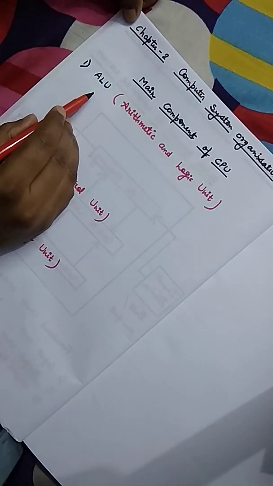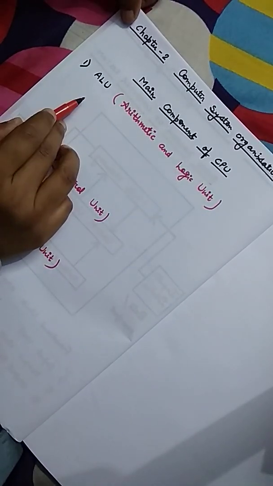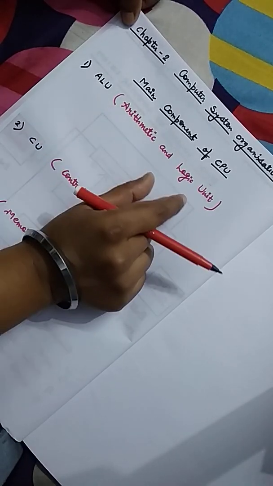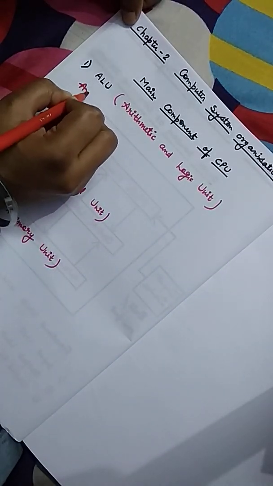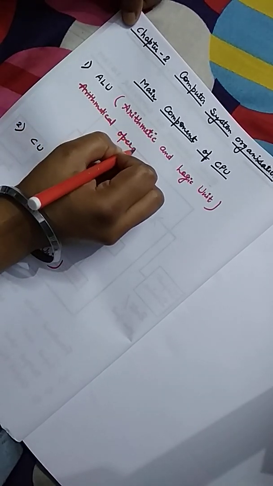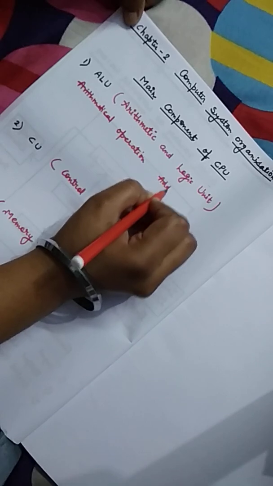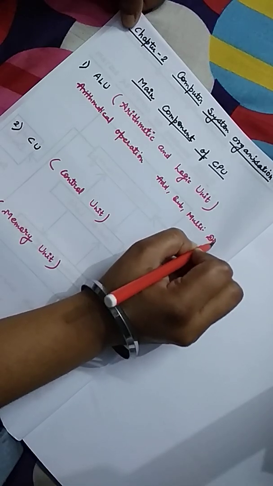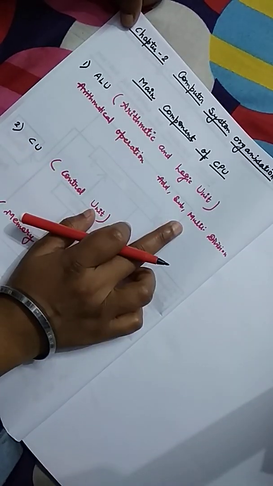As the name suggests, this unit performs all the operations related to arithmetic and logical operations. That means arithmetical operations related to addition, subtraction, multiplication, division. These are called mathematical operations or arithmetical operations.